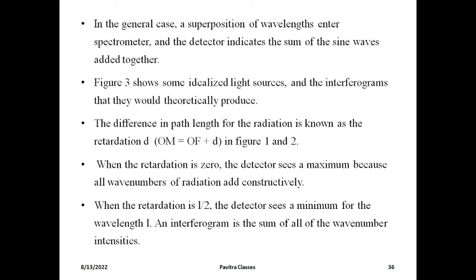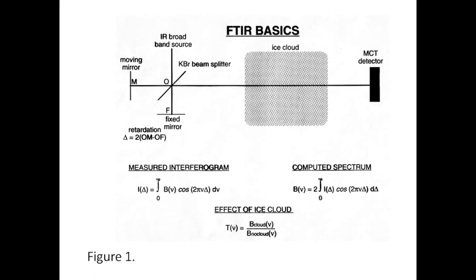So idealized light source interferograms can also theoretically be produced. Then, when the retardation is 0, with the formula OM is equal to OF plus D. So for the radiation source retardation, in figures 1 and 2, when the retardation is 0, the detector sees a maximum because all wave numbers of the radiation add constructively. When the retardation is half a wavelength, the detector sees a minimum at wavelength 1. So all wave numbers can be intensified. So zero retardation can be checked, half can also be checked.